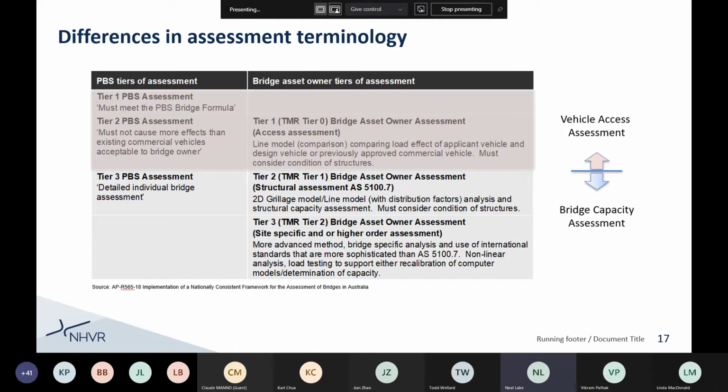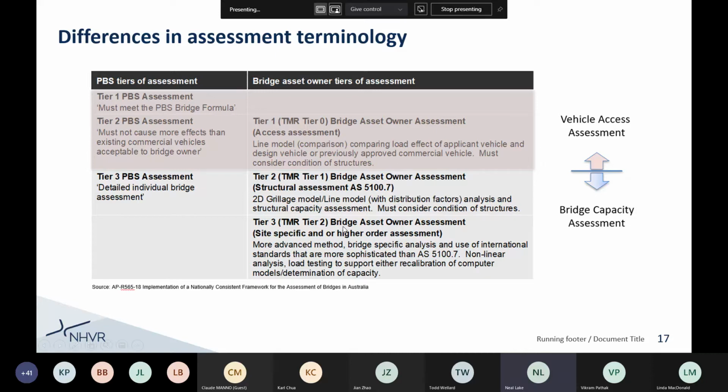Tier 3 PBS assessment, detailed individual bridge assessment, what they're really referring to there is a Tier 2 structural assessment using the capacity of the structure. So again, it's important to understand the terminology and think about who you're talking to, to make sure that you have a common terminology. I would encourage everyone to really stick to the tiers of assessment that were agreed to by Austroads, which is what's been presented in this program, and it's also the terminology that we're using in the Strategic Local Government Asset Assessment Program.